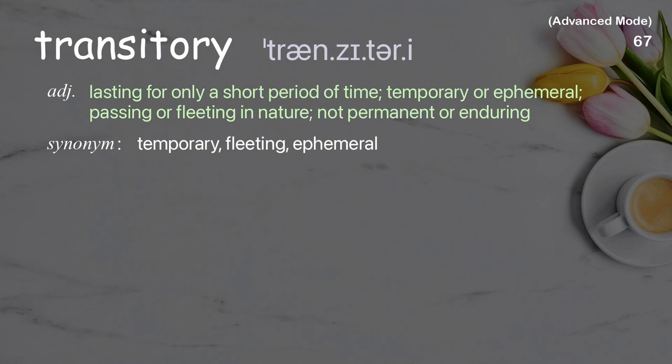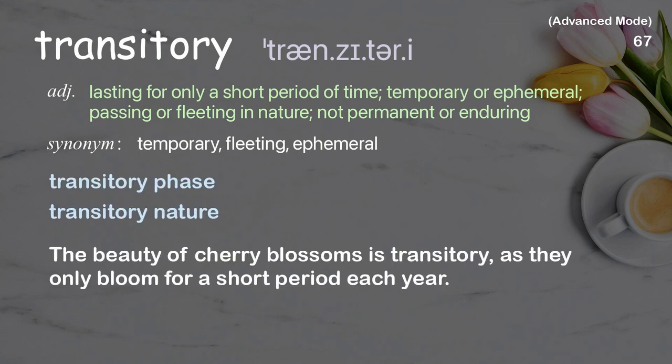Transitory. Lasting for only a short period of time, temporary or ephemeral, passing or fleeting in nature, not permanent or enduring. Examples: transitory phase, transitory nature. The beauty of cherry blossoms is transitory, as they only bloom for a short period each year.